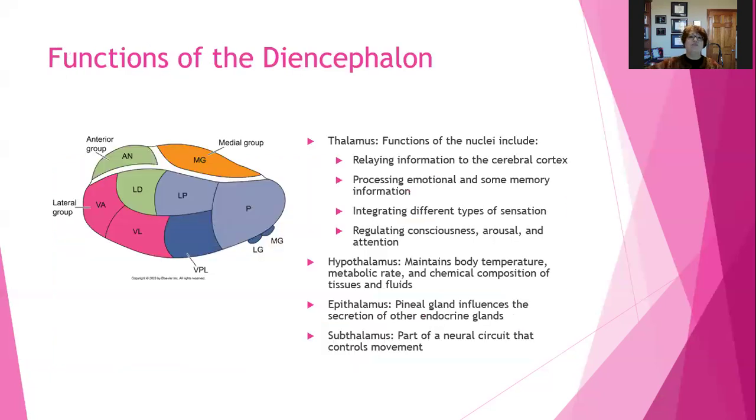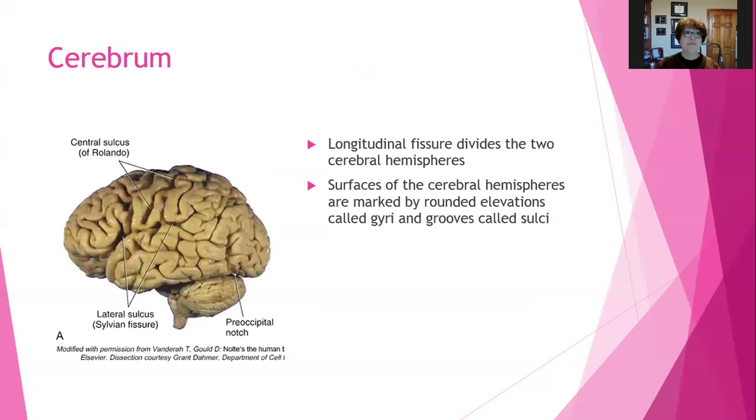So here's a rundown of basically their functions. A lot of our vital function and our circadian rhythms and neural circuits that control movement are in the diencephalon. The thalamus itself has a bunch of nuclei that do tons of things for us. They process all sorts of sensation, memory, movement. They have a big role in consciousness, arousal, and attention. So the thalamus, right in the middle of the brain, very important.